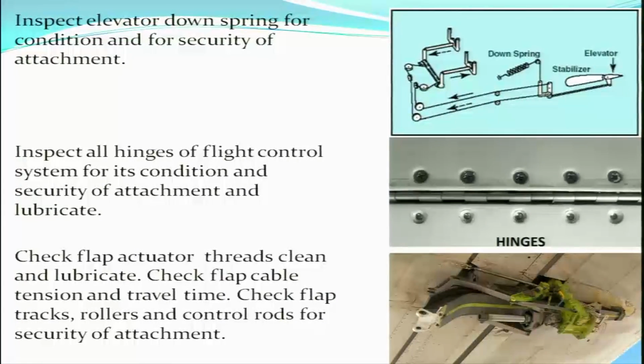Inspect all hinges of flight control system for their condition and security of attachment and lubricate. So all the control systems, all the control surfaces, they have got the hinges. You can see these hinge lines. These hinges are to be checked for condition, security of attachment, and are to be lubricated as part of the 100 hours inspection.